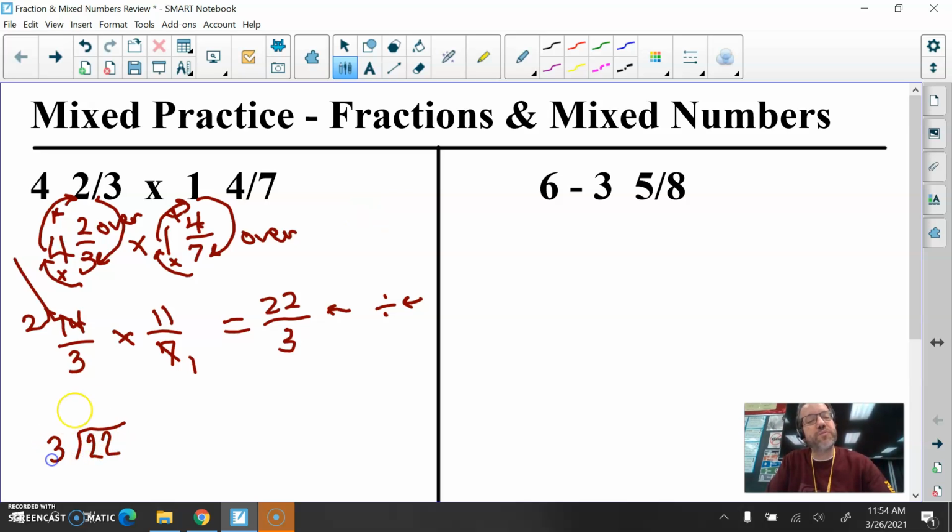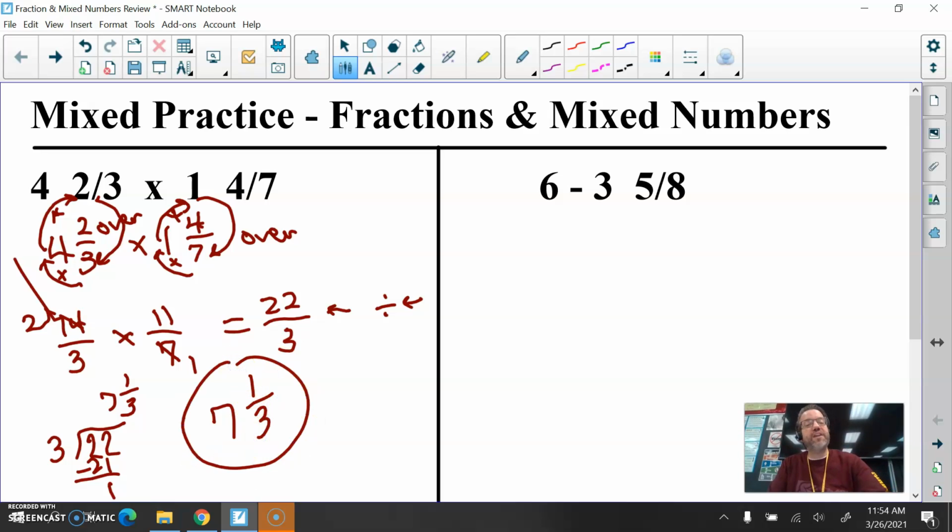And this will be quick. 3 times 7 is 21. I have a remainder of 1. So it's 7, and then you put the remainder over the divisor. So we have 7 and 1/3. Okay? So you see I did show a fair amount of work here, but it didn't take very long. We just have to take the time to do it. Let's look at our next example.